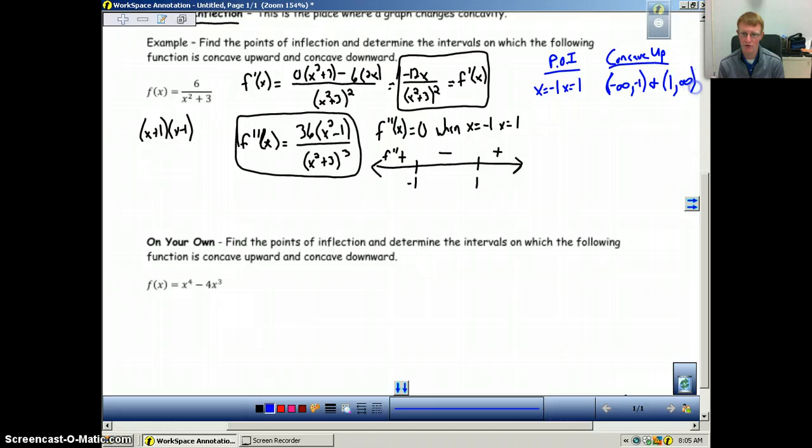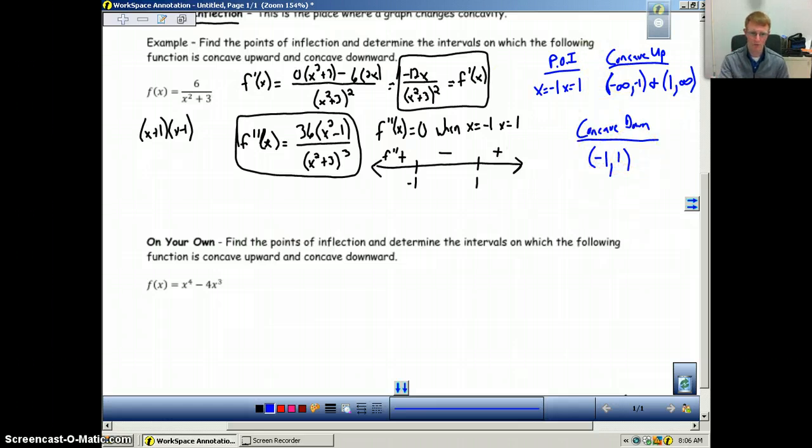Now remember, these are not coordinates, these are intervals. The parentheses just mean that the numbers are not included, so we're just saying this means from negative infinity to negative 1, and from positive 1 to positive infinity. And then for concave down, it's just going to be in between negative 1 and 1, so we're going to say negative 1 to 1. And we just write it in this notation. So that is what this problem is asking.